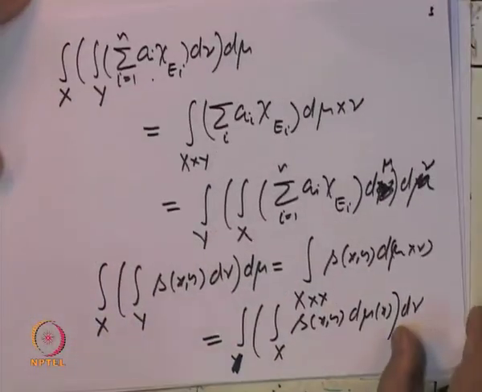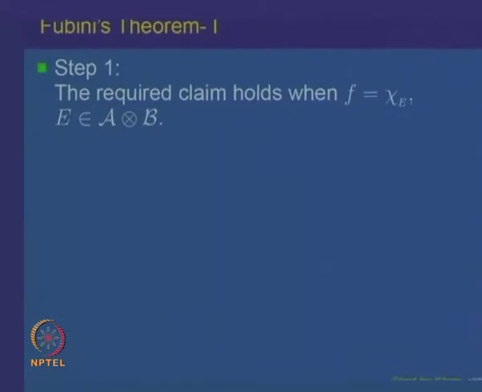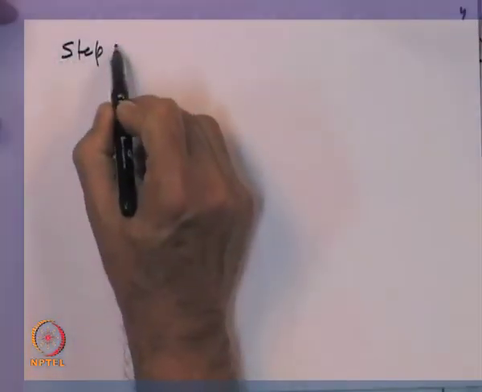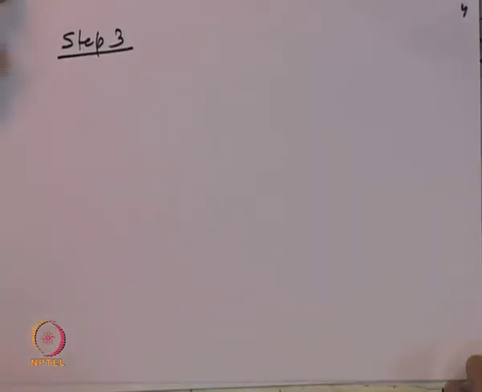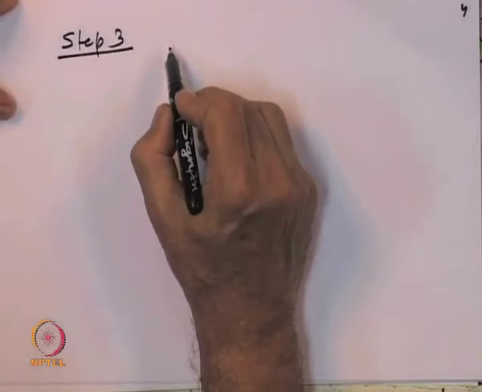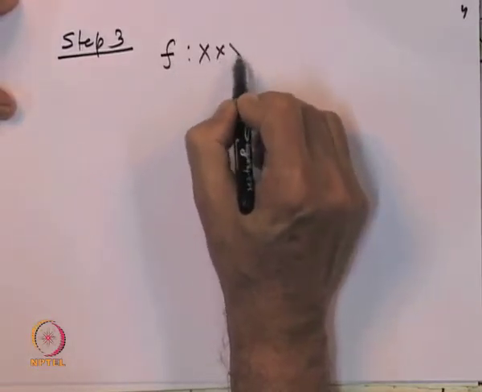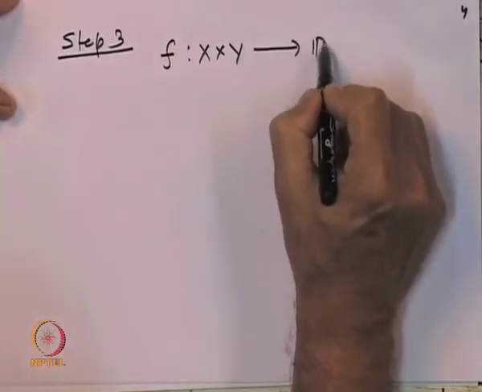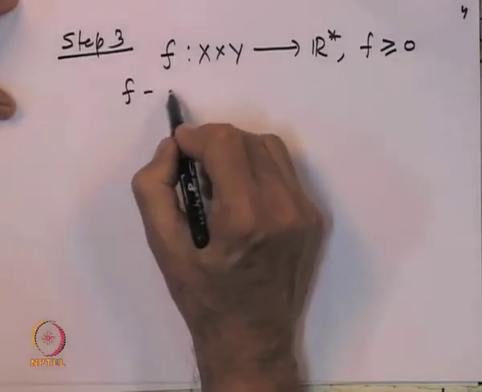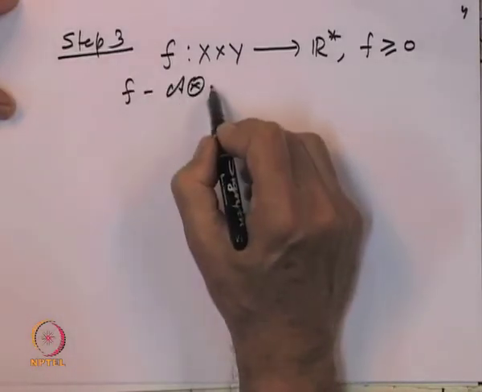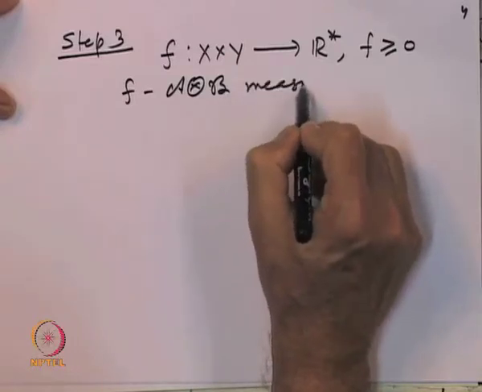So, now from here to go to general non-negative functions, step 3 says we should be able to prove the result when f is, so let us take f on X cross Y to R star, f non-negative, f measurable with respect to the product sigma algebra.